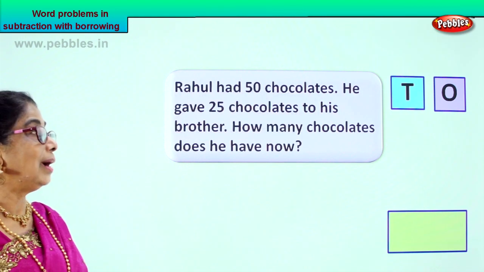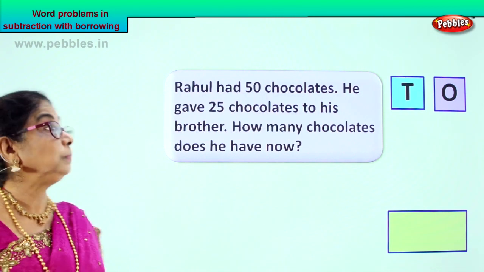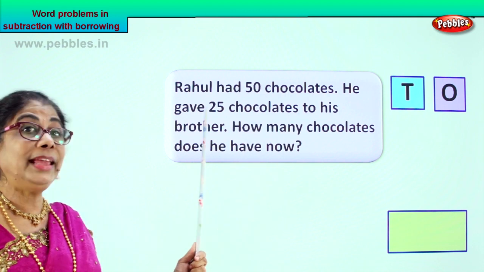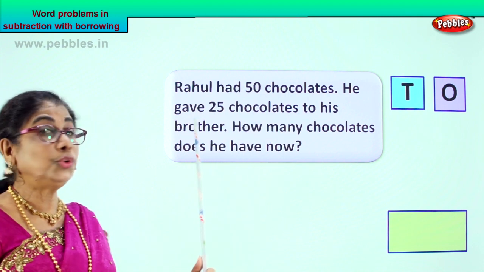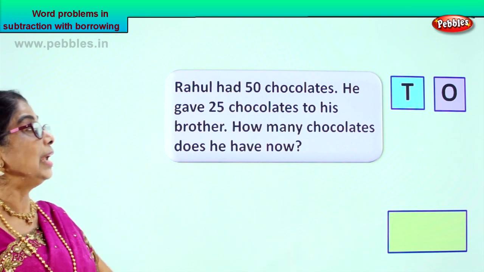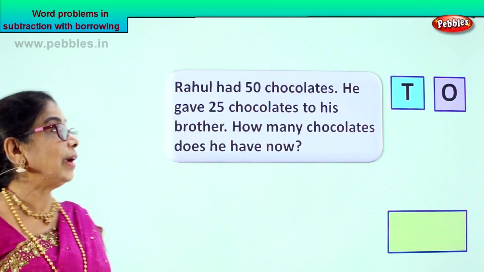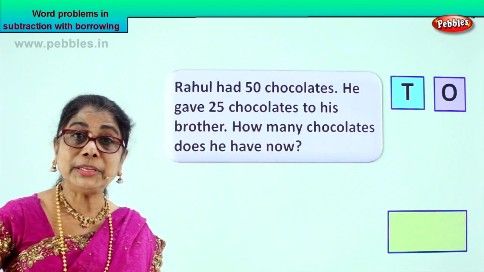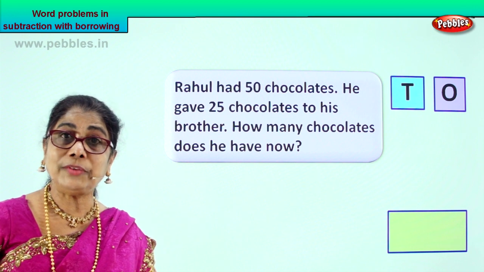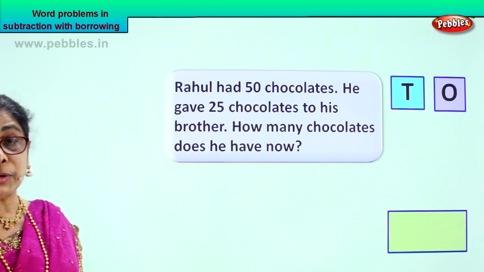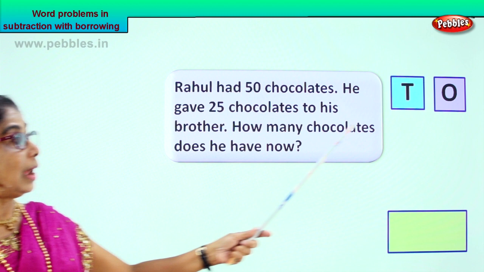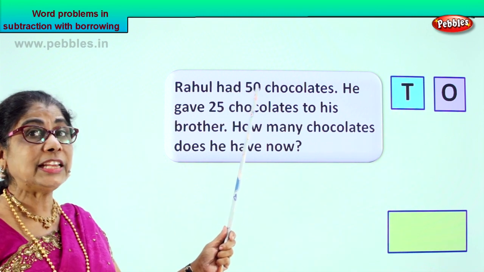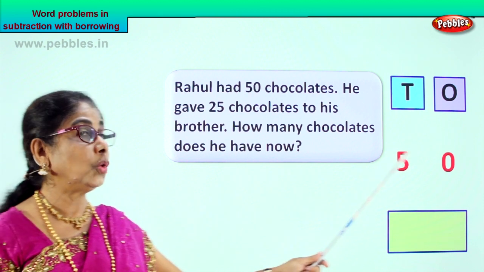Good. Here we are. Let's read together. Rahul had 50 chocolates. He gave 25 chocolates to his brother. He had 50 chocolates. He gives away 25. Now, how many chocolates does he have now? Let's work out the sum under ones and tens. Let's put. What is the number of chocolates? 50. 5 tens, 0 ones.